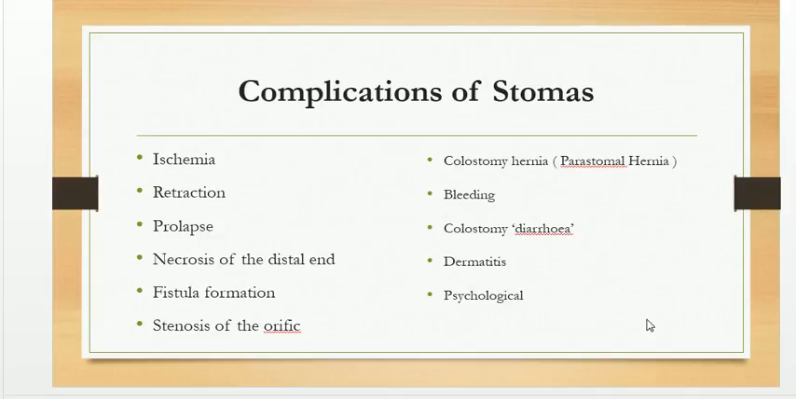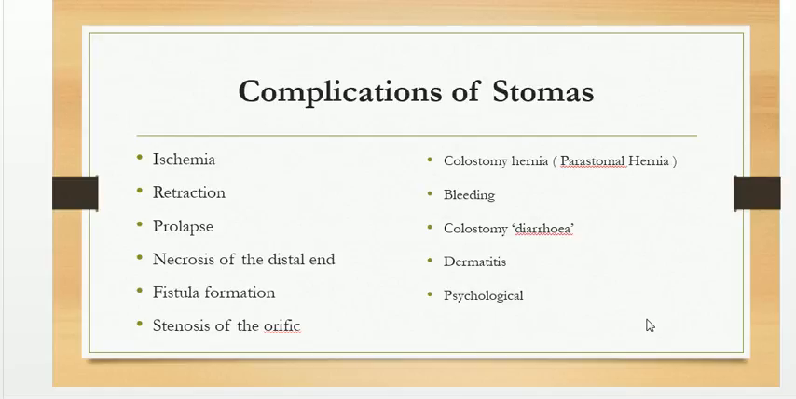Prolapse of the stoma. I will show some photographs where you can see these complications. Prolapse, the mucosa inside can prolapse, so stoma prolapse is another complication which can occur with stoma formation. Necrosis of the distal end. So the stoma can necrose, fistula formation, stenosis of the orifice in the skin. Another very important complication of stoma is parastomal hernia. A hernial sac is formed at the skin opening, around the part of the gut which comes out as stoma. So parastomal hernia is another complication of stoma formation.